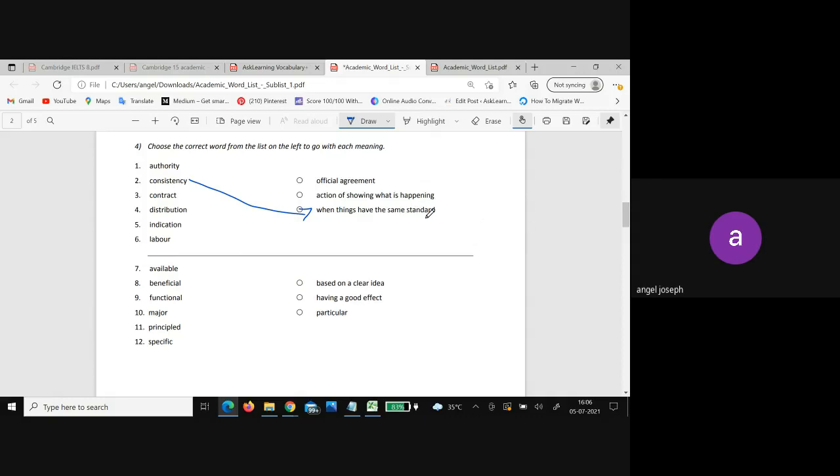Yes. Let me give a general example. Please note this word, consistency. Consistency is when a person is at the same level continuously. So I would say that my son has shown consistency in this particular class.